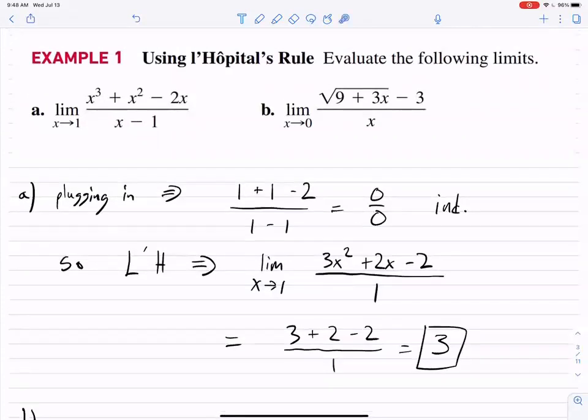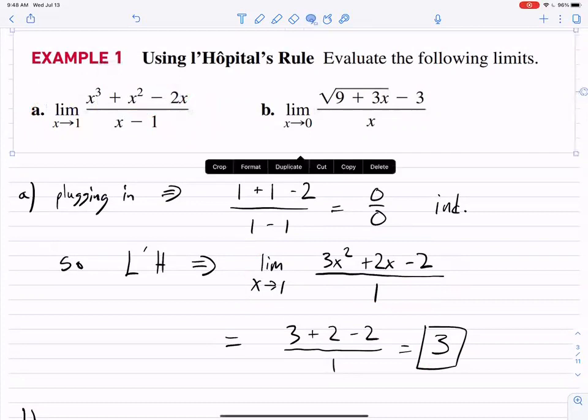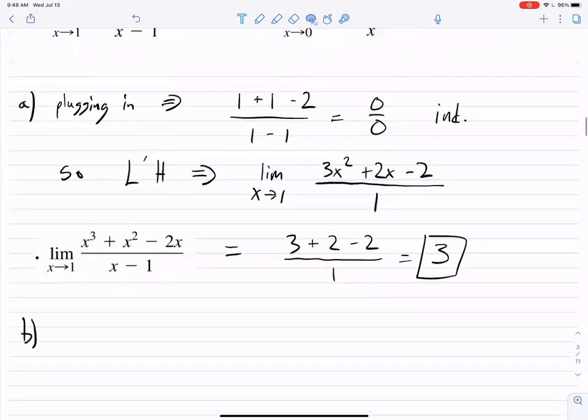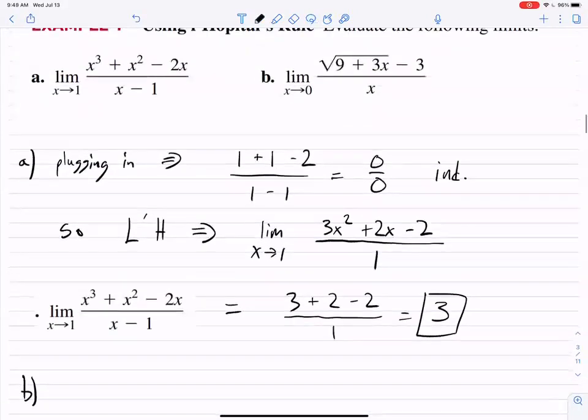Because all we did is we took the derivative of the top over the derivative of the bottom and then evaluated that limit. And that limit was 3. And so that means this original limit is 3. So maybe I should write that. So that's how you do it. Let's try this one.